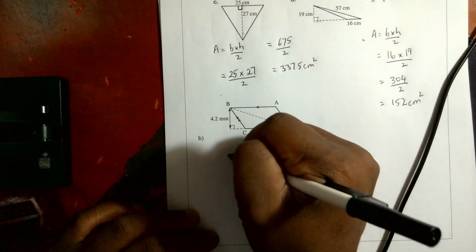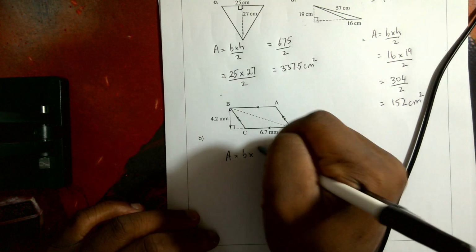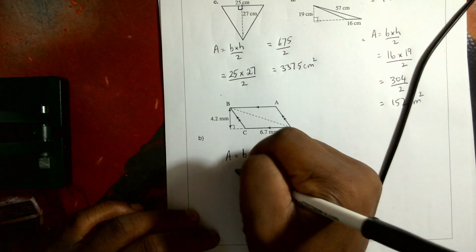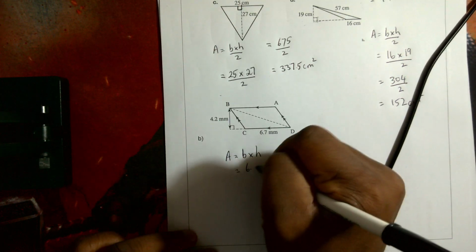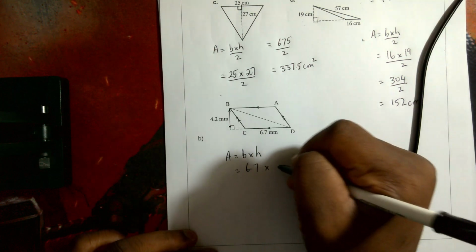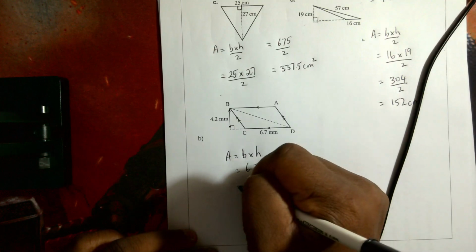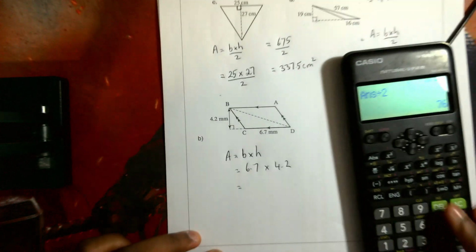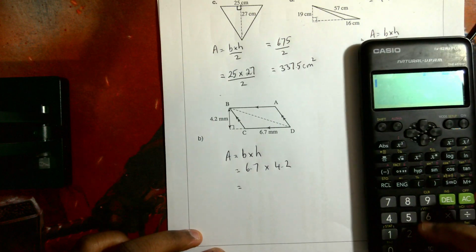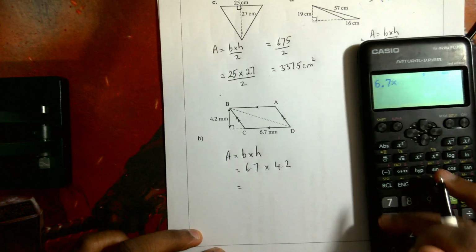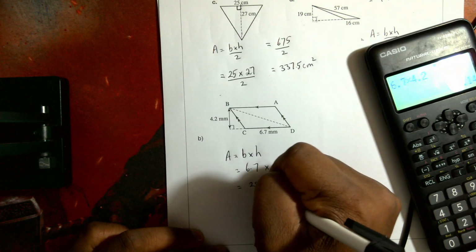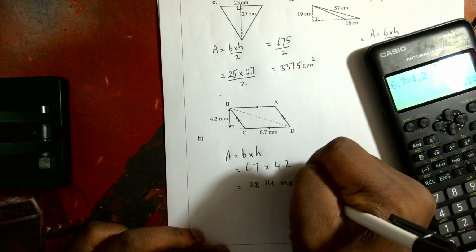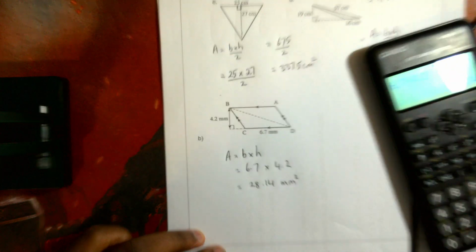So I'm going to use A equals base times height. Base is 6.7, height is 4.2. I'm going to multiply them together. This time we don't have to divide by 2, which gives us 28.14 millimeters squared.